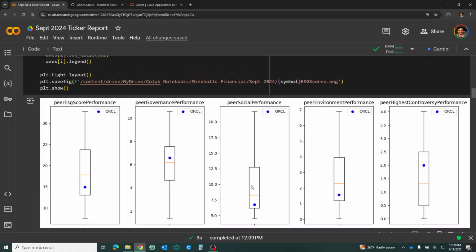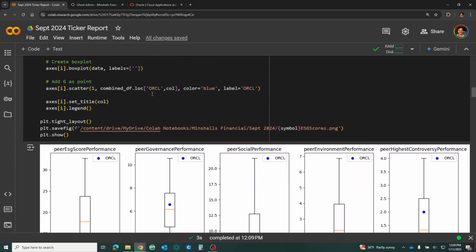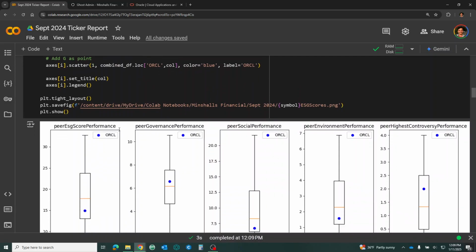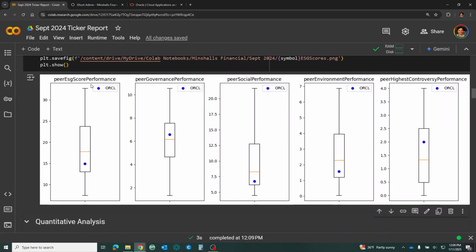Cool, so I gotta go through that each time and figure out a way where I don't have to type this out each time. But you can see here the ESG score, and what this is showing is the box plot of Oracle compared to its industry, so other companies providing software. You can see the box plot of their ESG scores, and you can see where Oracle lies in that metric. So total performance, it's down here at 15. Up here, it's like 30 or whatnot.